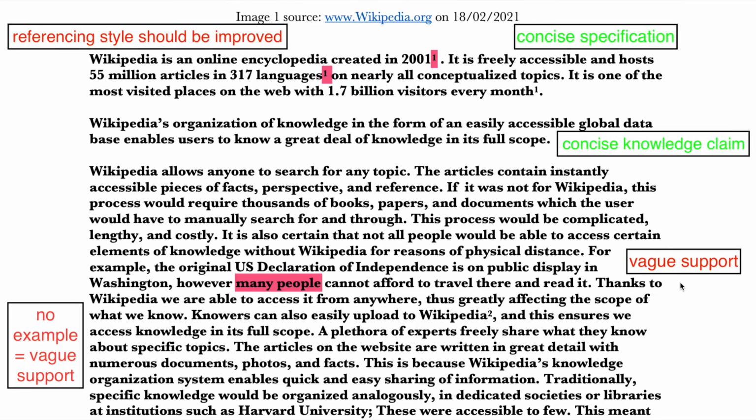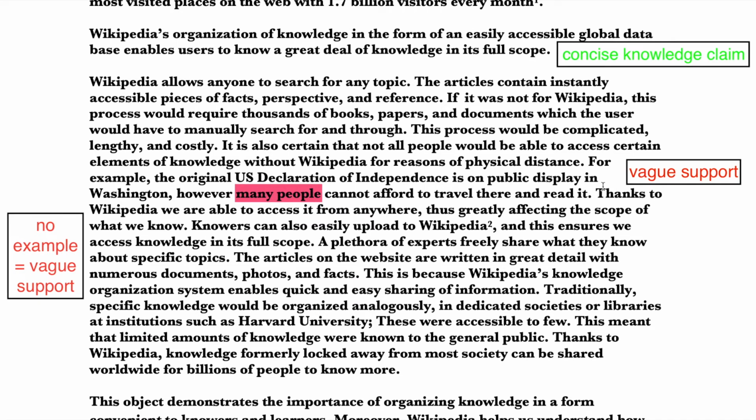That would be enough. I move on to write, thanks to Wikipedia, we are able to access it from anywhere, thus greatly affecting the scope of what we know. Knowers can easily upload to Wikipedia, and this ensures we access knowledge in its full scope. A plethora of experts freely share what they know about specific topics. The articles on the website are written in great detail with numerous documents, photos, and facts.